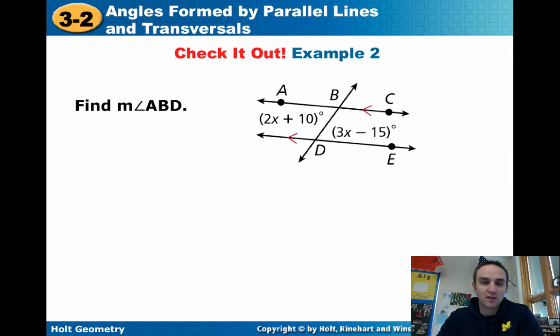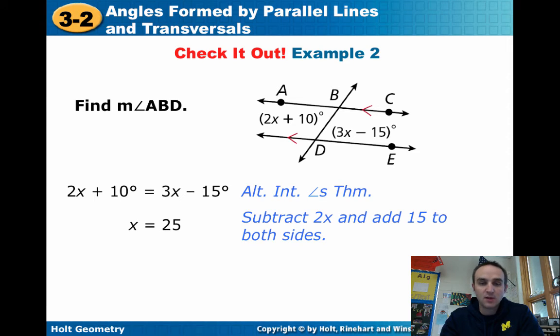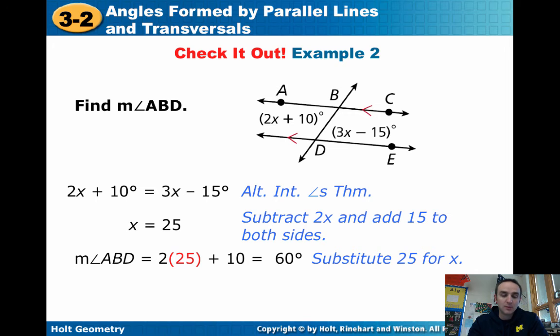Okay, I want you to try it. Find the measure of angle ABD here. Just so you are aware, 2x plus 10 is ABD, and 3x minus 15 is BDE. Alternate interior means they are congruent, so we set them equal. We solve it all out and get x is 25, but they're not asking what x is. They're asking what ABD is, so we have to plug that back in. Plug that back in, and we get 60 degrees for that answer.